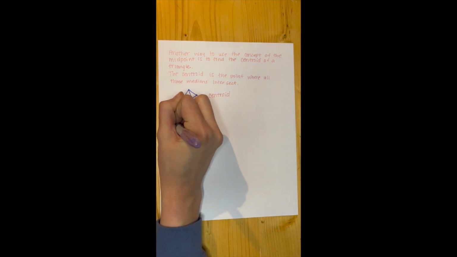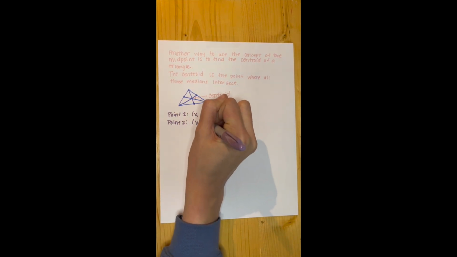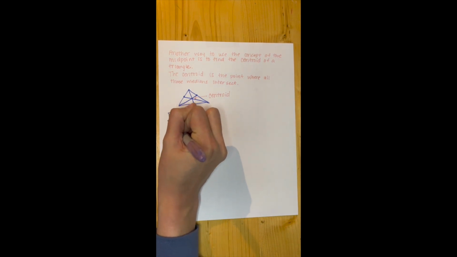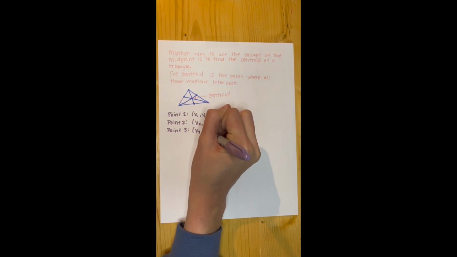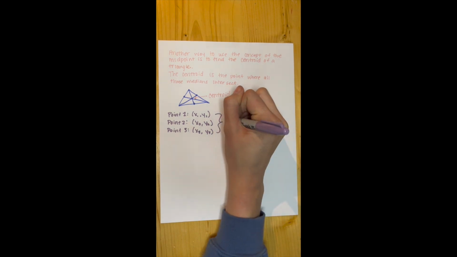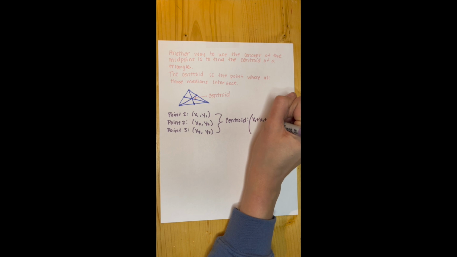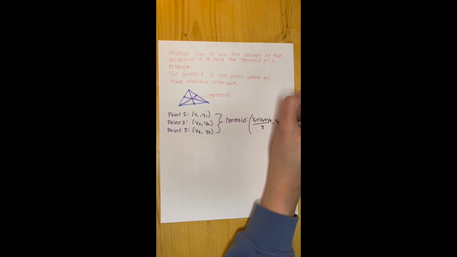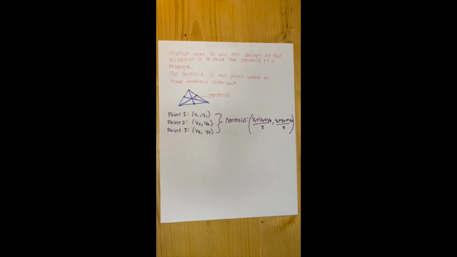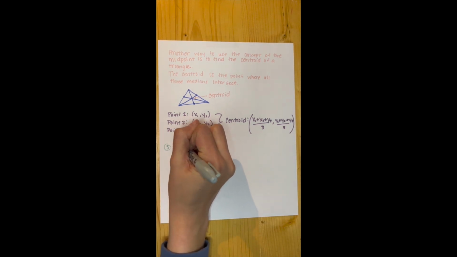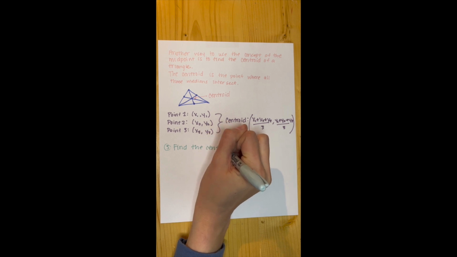So if I'm given 3 points, x1, y1, x2, y2, and x3, y3, then my centroid is going to be similar to the median. We're going to add all the x values, but we'll divide by 3 this time. Add all the y values and divide by 3 on that. There's the centroid's formula. So number 3 here is just going to ask us to find the centroid.